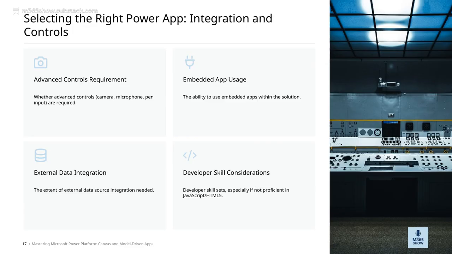Next, think about the extent of external data source integration needed. If your app needs to connect with multiple or complex data sources, that can impact your choice and design approach. Another key point is whether you'll need to embed apps within your solution. Embedded app usage can provide seamless user experiences and streamline workflows, but it also requires planning around how these apps will interact. Lastly, consider whether your app requires advanced controls like camera, microphone, or pen input. If these features are essential, you'll want to choose options that support these controls effectively.